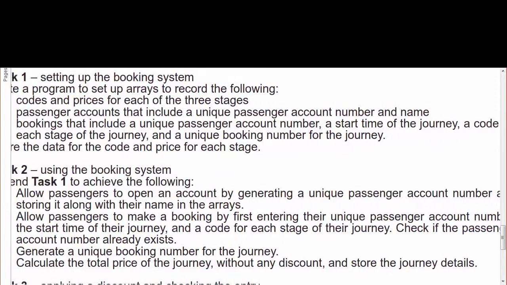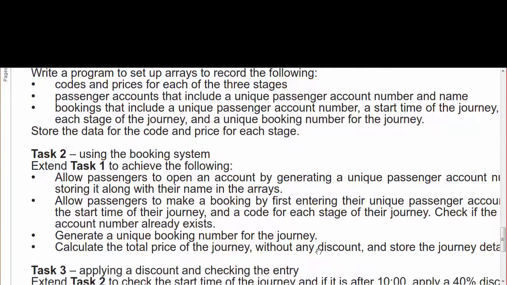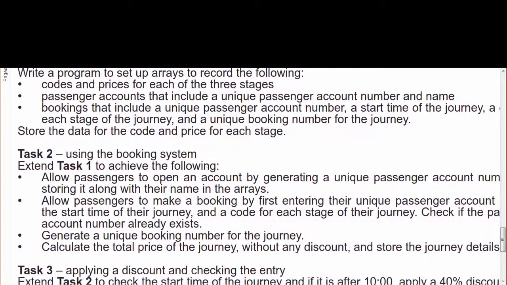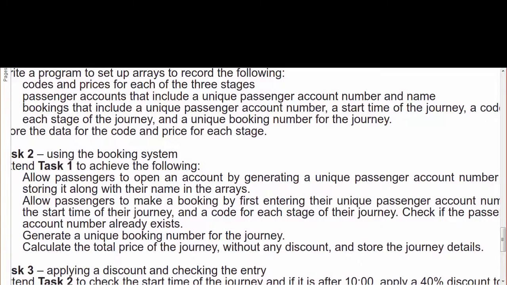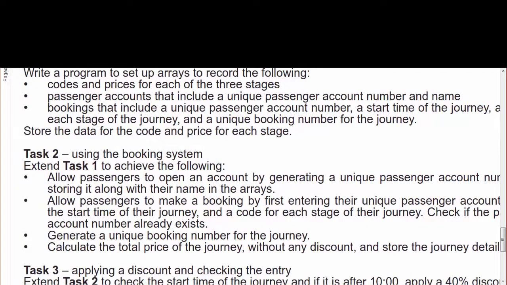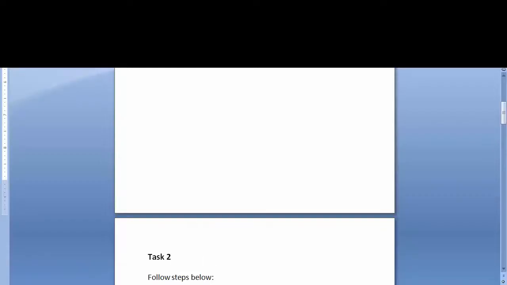Also check if the passenger account number already exists. It would be familiar for you because we have already done some of the points in task 1, so we do not need to do much effort in it. And generate a unique booking number for the journey and calculate the total price of the journey without any discount and store the journey details. So we will inshallah solve task 2 in this class.